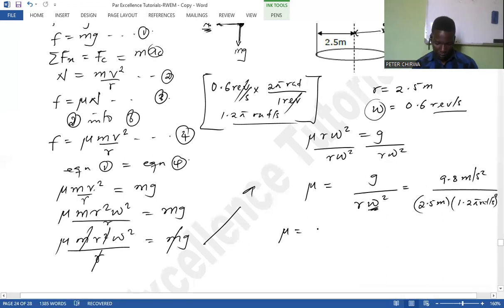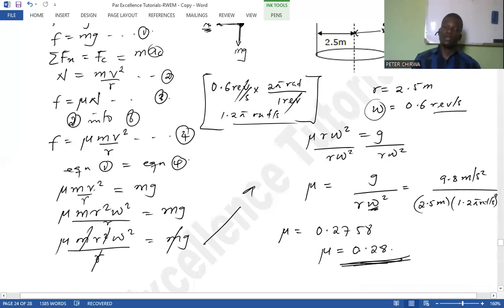So what I have is 0.2758, which can be 0.28. So that is the coefficient of static friction, keeping this man from sliding downwards. All right, so that is how you get to solve that question.